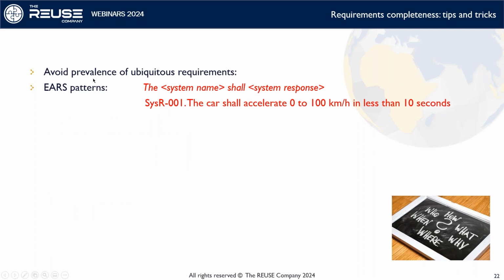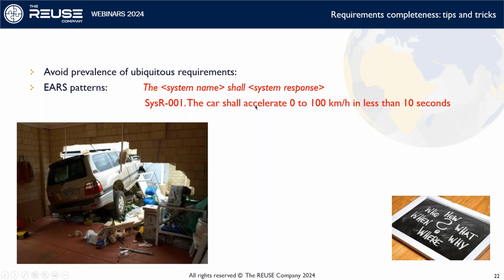As much as possible, we need to avoid the prevalence of ubiquitous requirements. Ubiquitous requirements is one of the EARS patterns for requirements. This is just defining a system name shall system response. An example here would be the car shall accelerate from 0 to 100 kilometers per hour in less than 10 seconds. So the syntax is okay. The problem is that we don't have any condition. So when should this happen? And that's the problem of ubiquitous requirements.